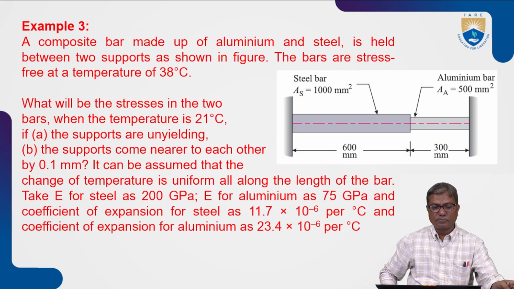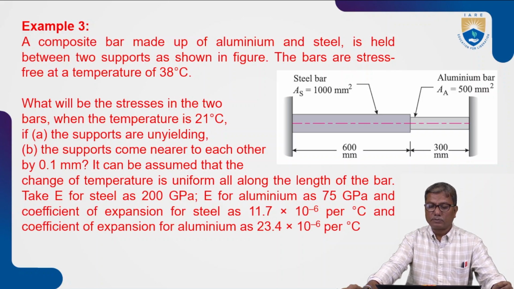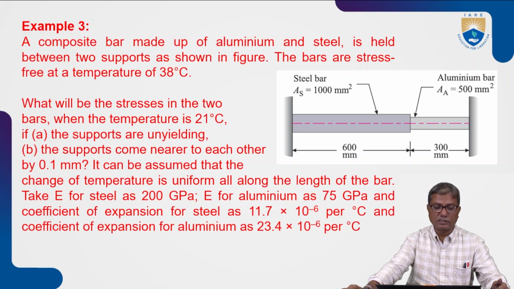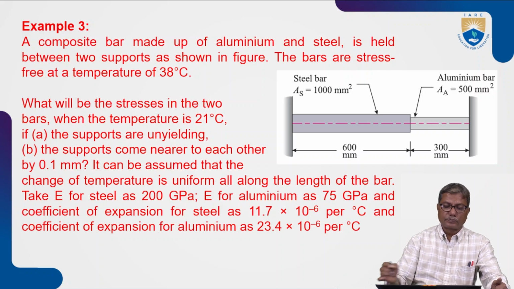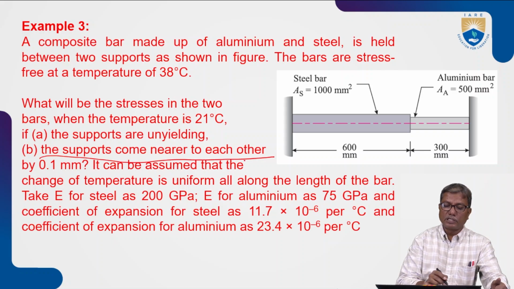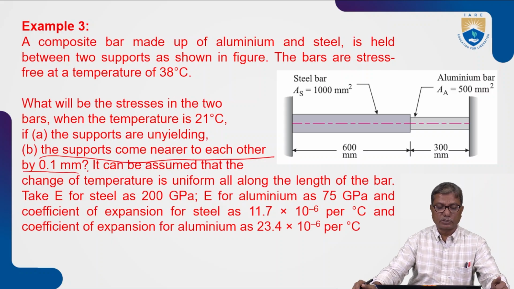Let us take another example. A composite bar made up of aluminum and steel is held between two supports as shown. The bars are stress-free at a temperature of 38 degrees centigrade. What will be the stresses in the two bars when temperature is 21 degrees centigrade? If the supports are unyielding and the supports come nearer to each other by 0.1 millimeter.